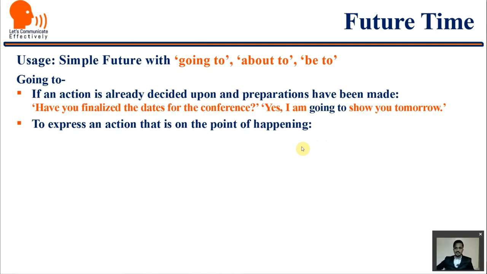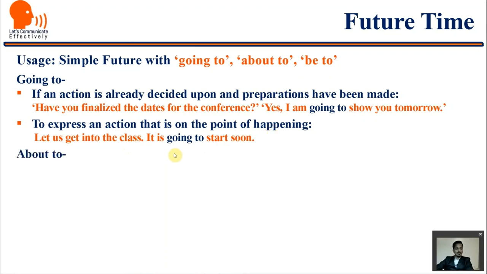So, the next use is of this simple future with going to express an action that is on the point of happening. It will happen in just some time. Like, for example, let us get into the class. It is going to start soon. So, just the point of happening, on the verge of happening, we use going to.